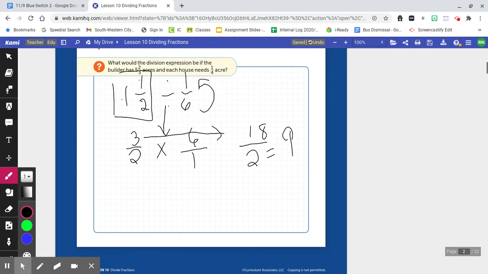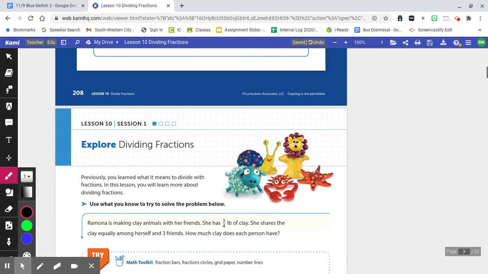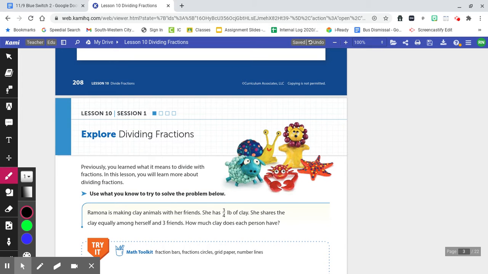We will have hopefully gone over this in class, so you should already be familiar with it. So let's go ahead and look at the problem on page 209. And let's read the problem. Ramona is making clay animals with her friends. She has 3/4 pounds of clay. She shares the clay equally among herself and 3 friends. How much clay does each person have?